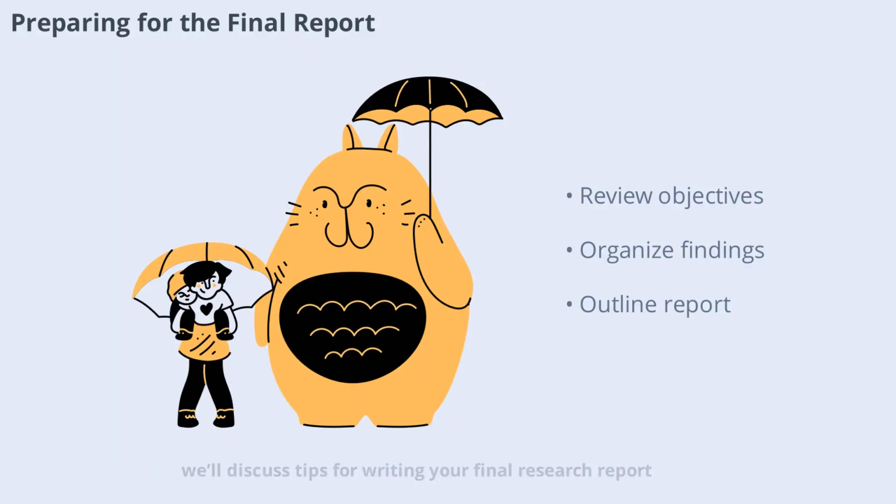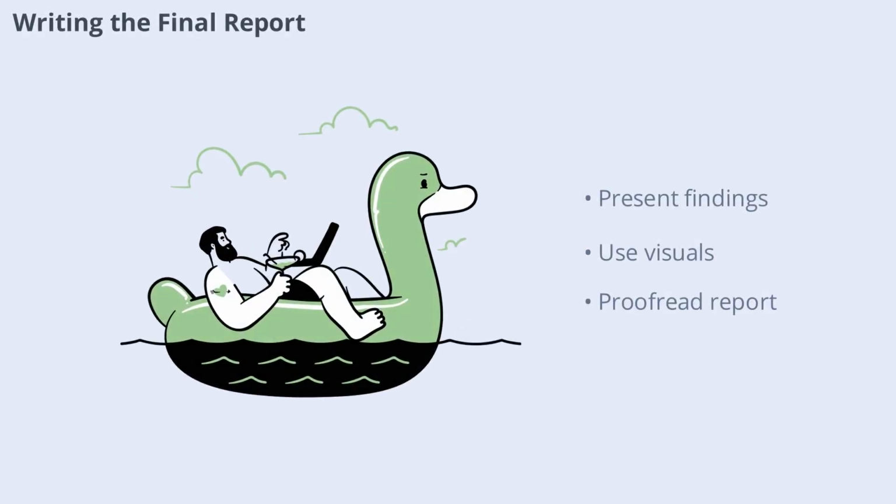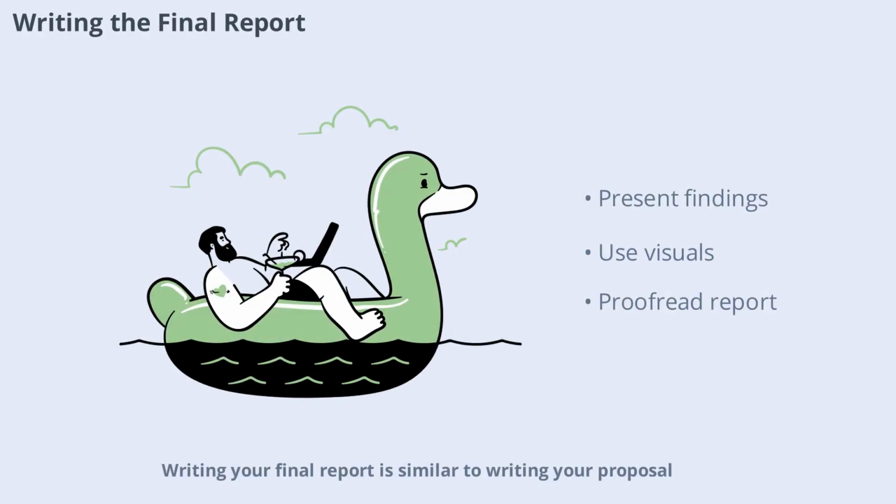In the next scene, we'll discuss tips for writing your final research report. Writing your final report is similar to writing your proposal, but now you have results to present. Clearly describe your methods, findings, and conclusions. Use visuals like tables or charts if helpful. Make sure your report is well organized and thoroughly proofread.